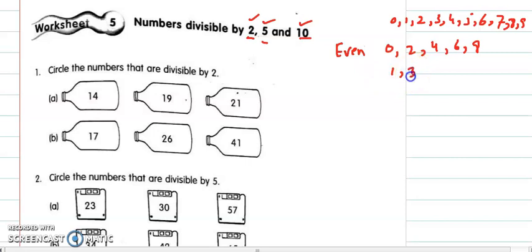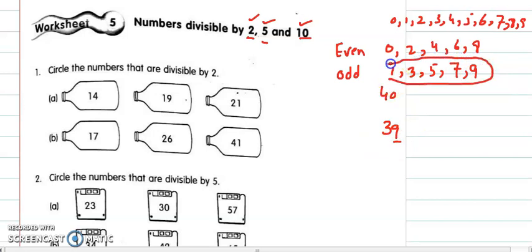And if 1, 3, 5, 7, and 9 are the ending digit of any number, then that number will be an odd number. For example, I can say 40 is an even number while 39 is an odd number because it has the last digit 9. So if the ending digit is any one of these digits, or if it is a single digit number, then we will say it's an odd number. And if the ending digit is from these ones, we will declare the number as an even number.